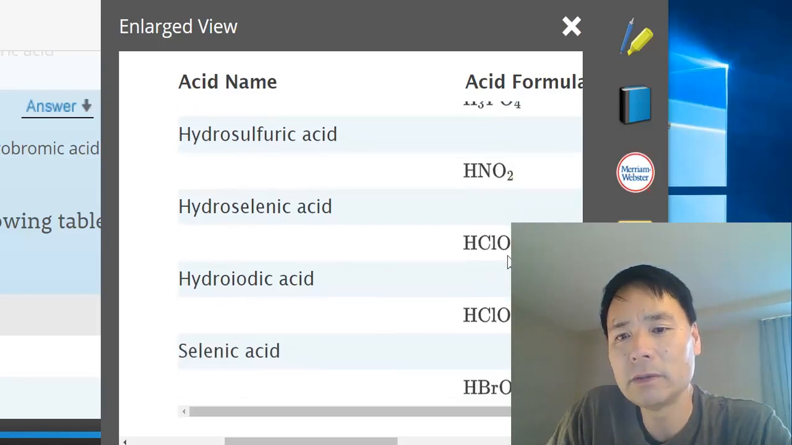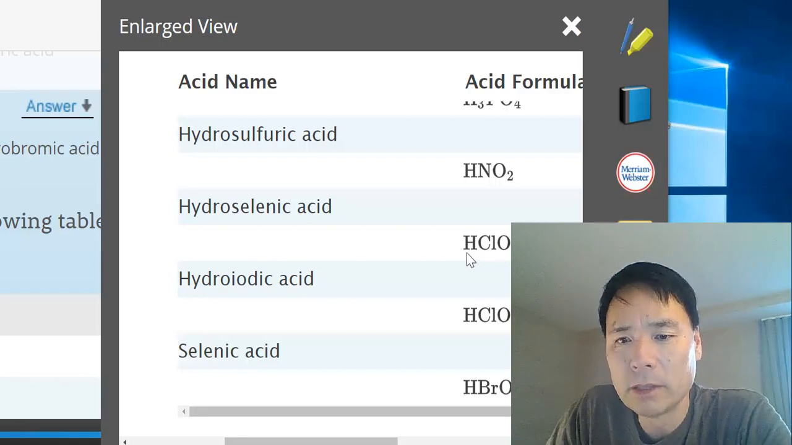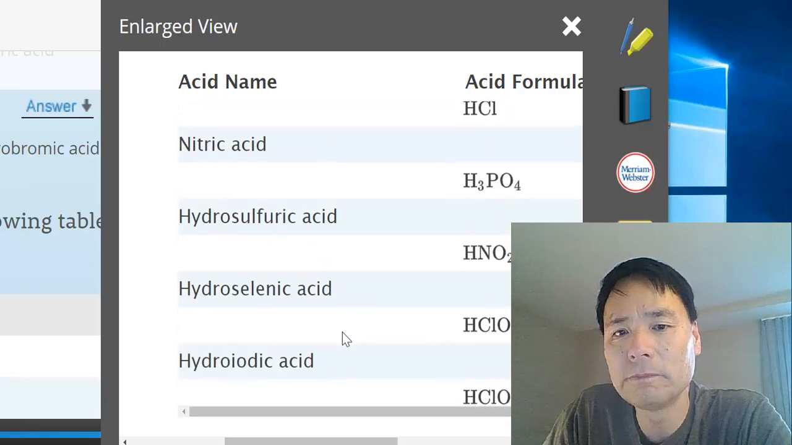Okay, going down here, this anion ends in "ate." This is perchlorate, ClO4 minus, chlorate ClO3 minus. So this would be perchloric acid. This is chlorite down here, ClO2 minus. That would be chlorous acid. And this is bromite here, BrO2 minus. That would be bromous acid.